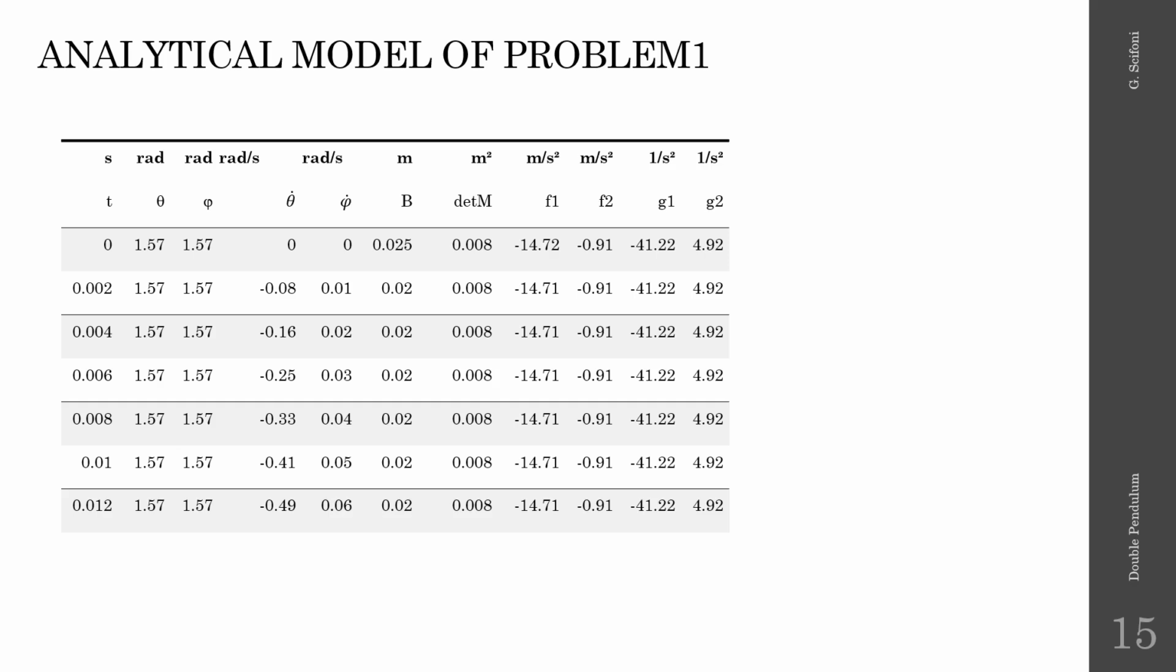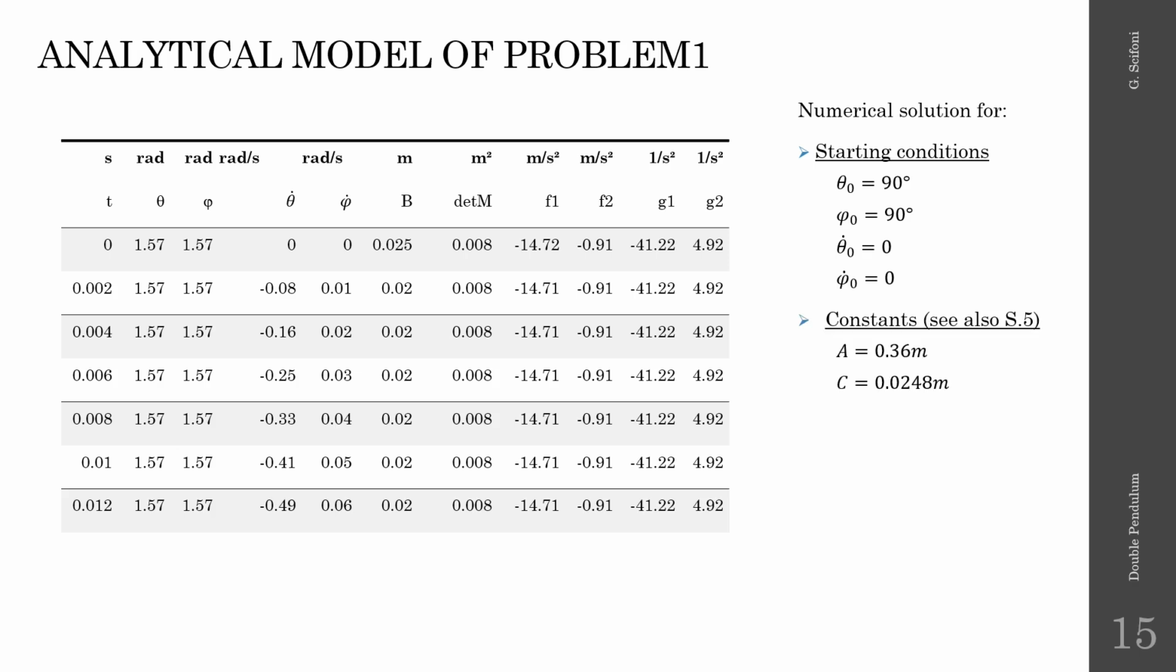When all the steps are calculated, we summarize the result in a table whose first rows are displayed here. The starting conditions, the constants, and the other parameters are listed aside. The time frame here is 0 to 10 seconds and delta time 0.002 seconds.